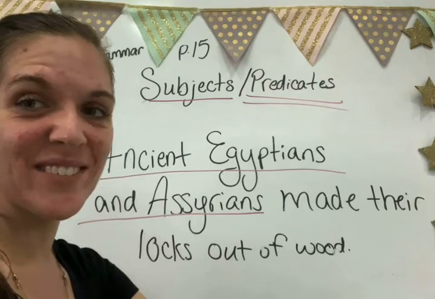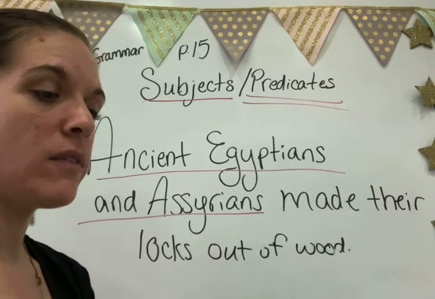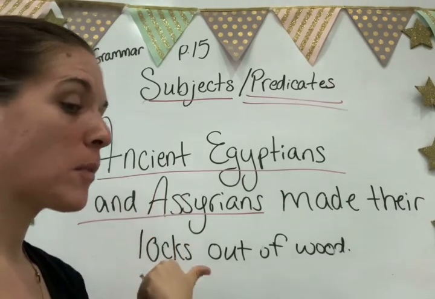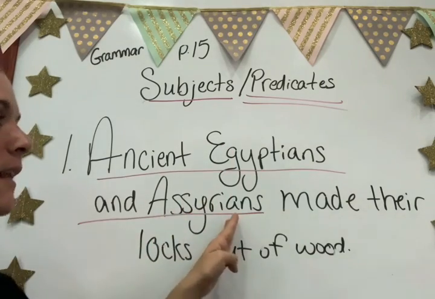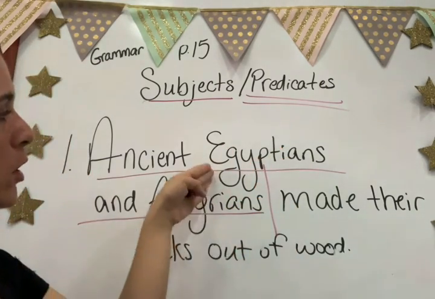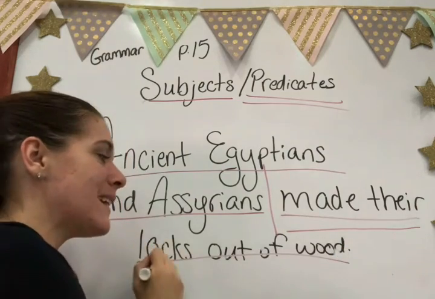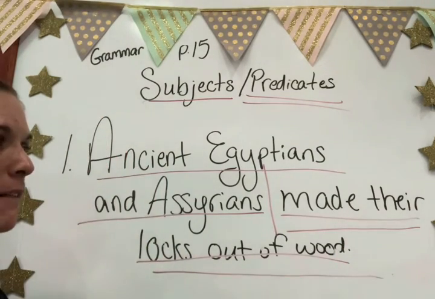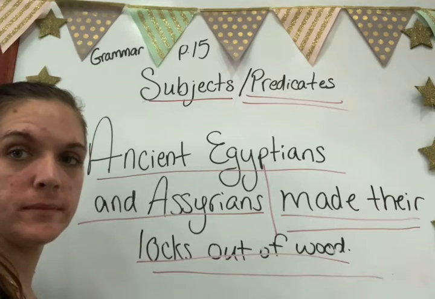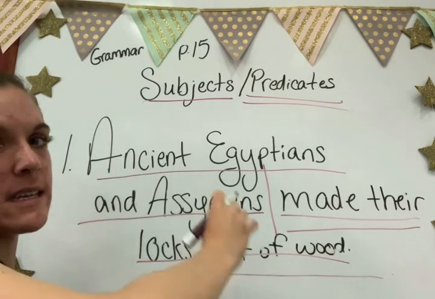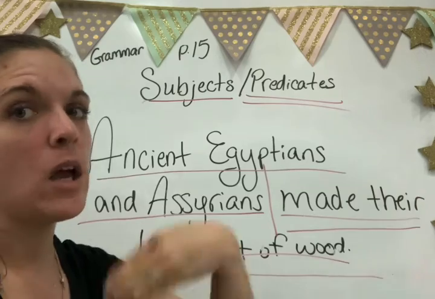Oops, I didn't even look at the instructions. Look at the instructions, look at number one. Draw a line between the subject and the predicate of each sentence. Number two, underline the subject part one time and underline the predicate part two times. Okay, so let's do our line. Ancient Egyptians and Assyrians, that's our subject. Put one line under your subject and two lines under the predicate. What did the ancient Egyptians and Assyrians do? Made their locks out of wood. And look, the predicate starts with a verb. Your whole sentence needs to be underlined either one time or two times, because part of it is the subject, part of it is the predicate.